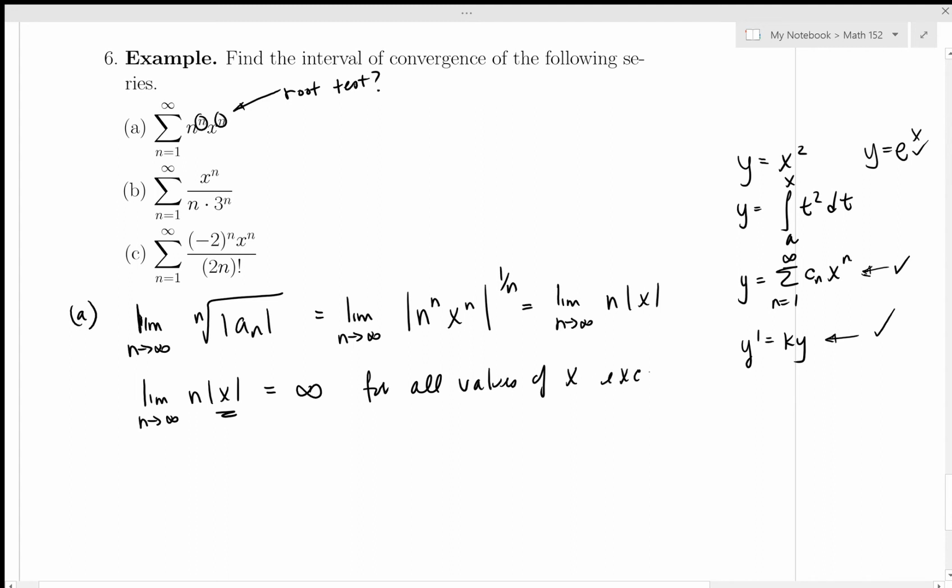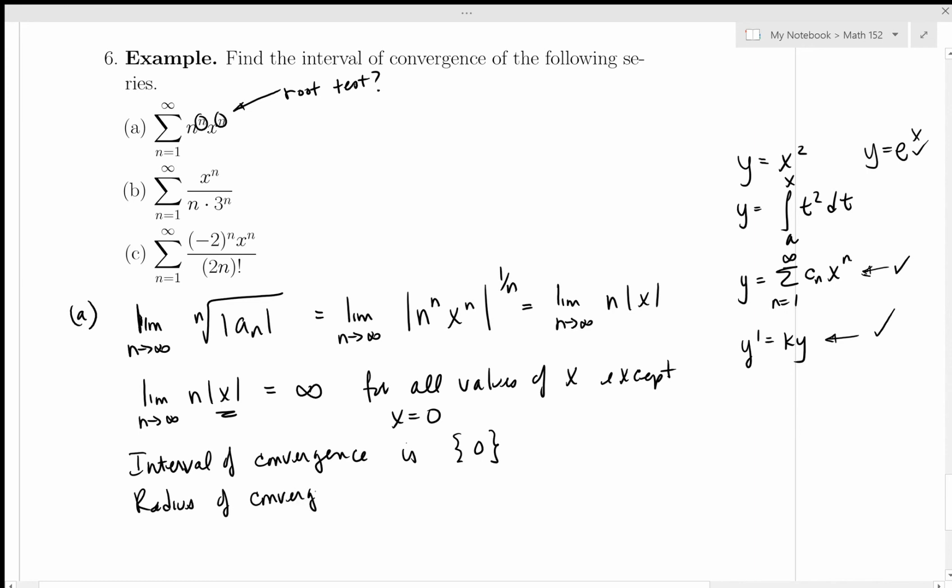So for all values of x except x equals 0, which of course gives the limit as n goes to infinity of 0, which is 0. So I would write then that the interval of convergence is in fact just the set containing 0, and the radius of convergence is 0.